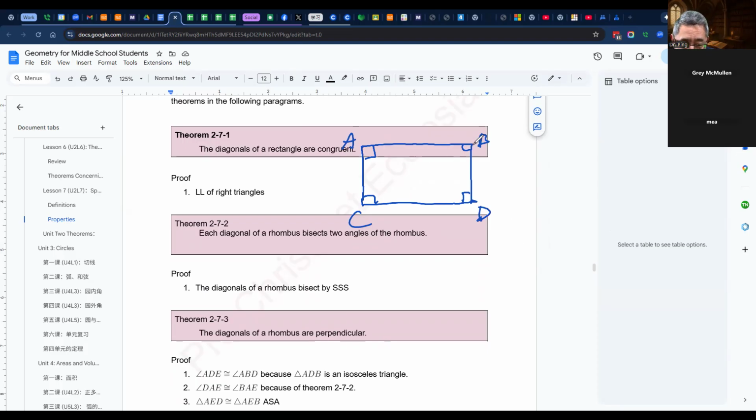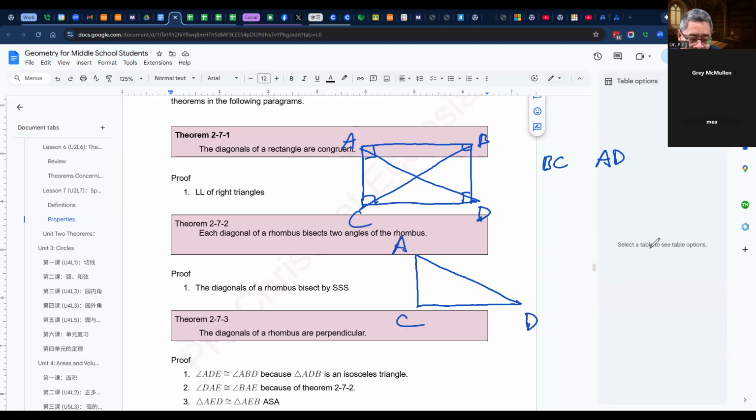And if we draw the rectangle, of course, we got BC, and we can also draw that one as AD. So we can break that down into two right triangles. One is ACD, and the other one gives us another diagram. So you can see the diagonals are the hypotenuse of right triangles.